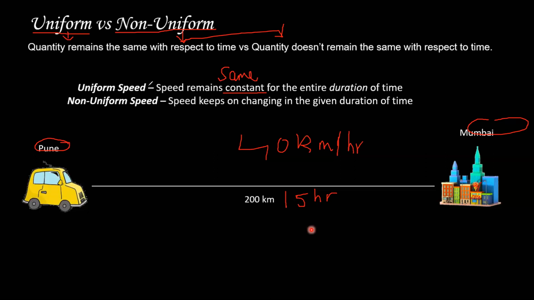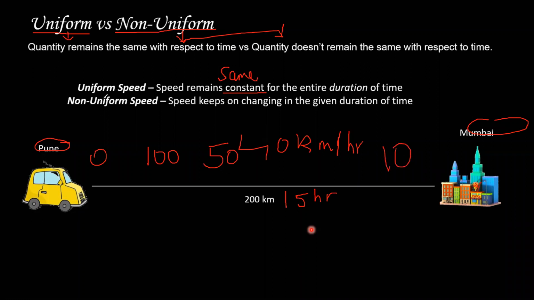And exactly opposite of uniform speed is non-uniform speed, which happens in real life. Speed keeps on changing in the given duration of time. If I'm going to Mumbai, it is not possible for me to have the same 40 kilometers per hour. In some places I would be at 0 when I'm starting. Then I would be at 100 when I'm on the expressway. When I reach Mumbai city, it would be around 50. In the interior of the city, it could be around 10.